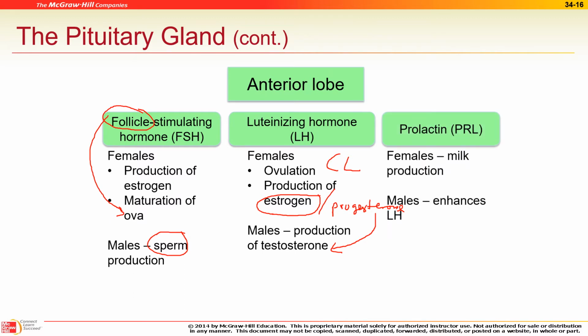Prolactin. So lactation has to do with milk. So females, milk production. In males, it enhances luteinizing hormone. So that enhances testosterone production in the interstitial cells of the testes.